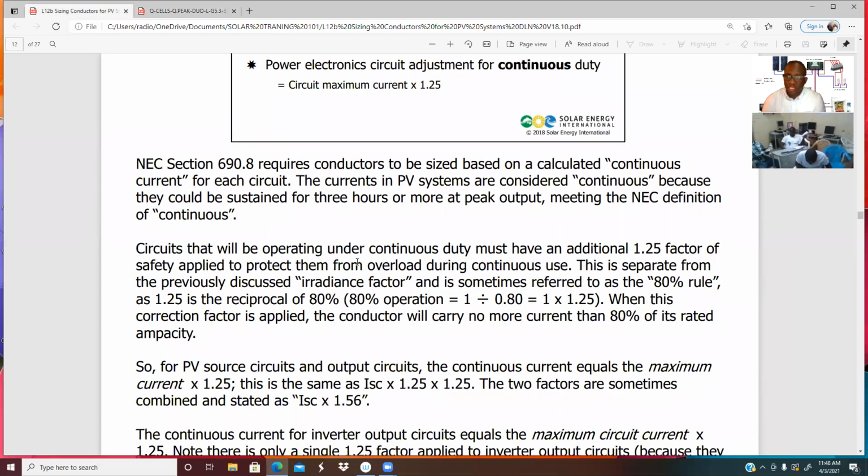Now I'm going to read a little bit here. It says the NEC section 690.8 requires conductors to be sized based on calculating continuous current for each circuit. The current in PV systems is considered continuous because it could be sustained for 3 hours or more at peak output, meaning the NEC definition of continuous. Circuits that will operate on a continuous duty must have an additional 1.25 factor of safety applied to protect them from overload during continuous use. This is separate from the previously discussed irradiance factors.